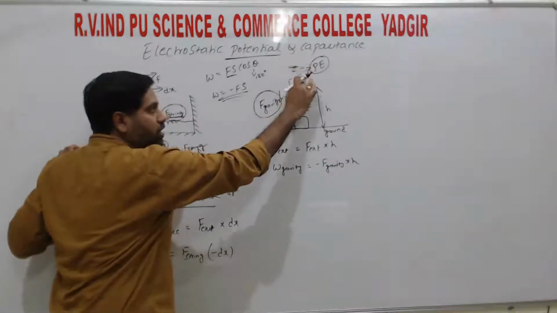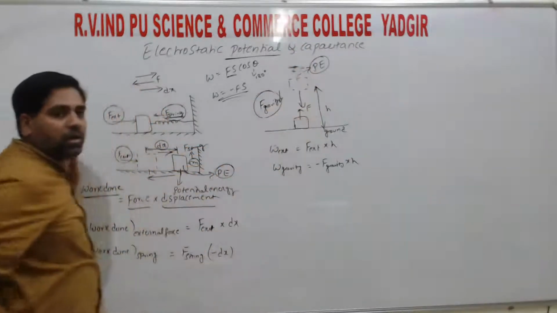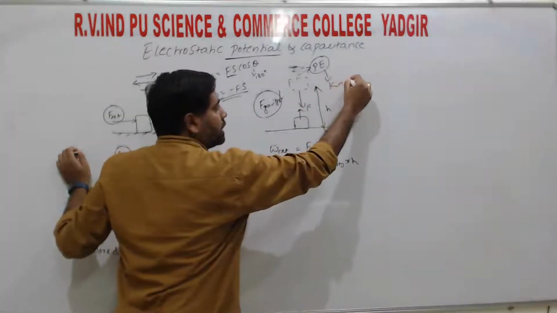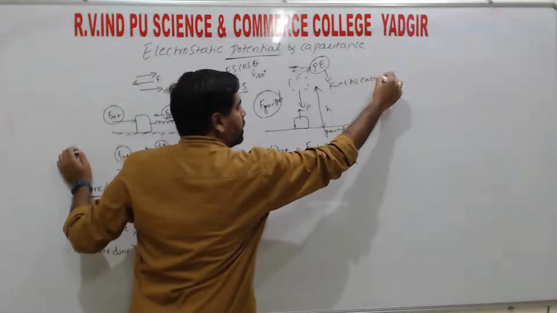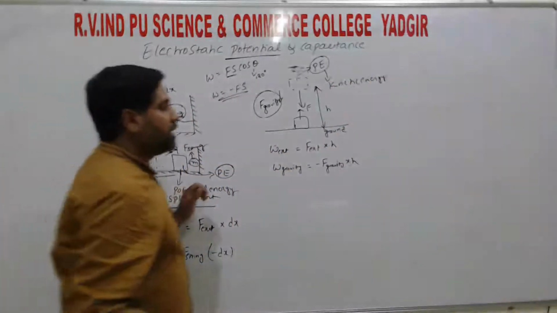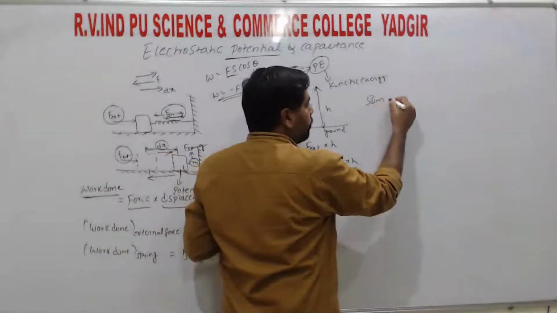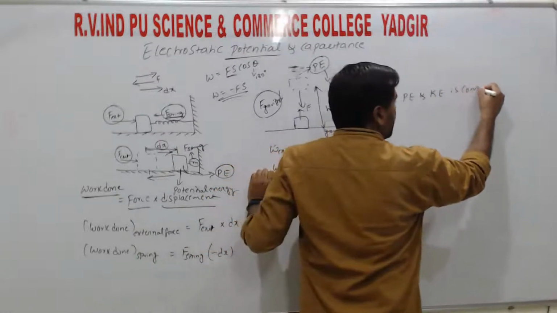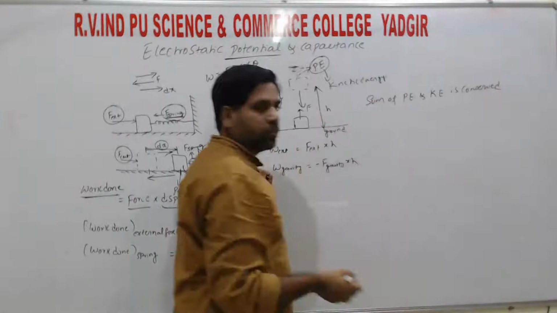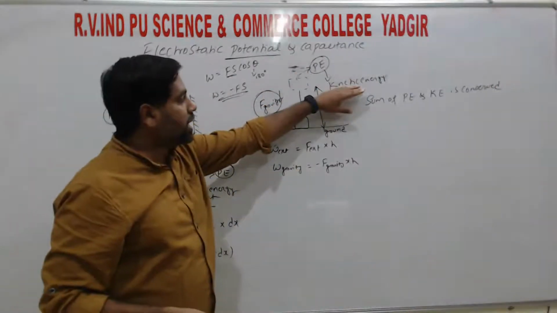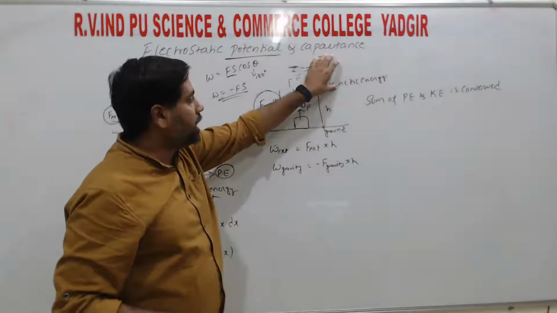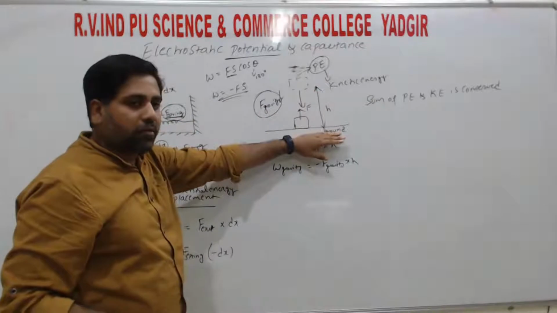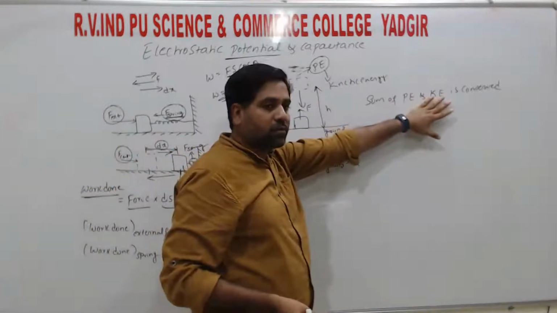When we remove this external force, what happens? It again comes back to the ground, right? So that means it changes from potential energy to kinetic energy, right? So the net or sum of potential energy and kinetic energy is conserved. That means the total energy of this system is 0, because here one is a positive value and another one is a negative value. So the sum of these two energies is 0, right?